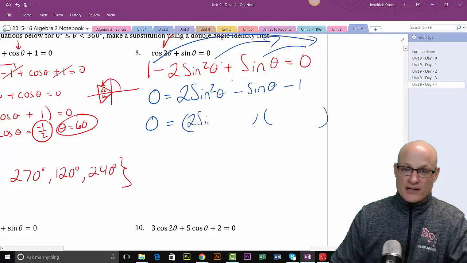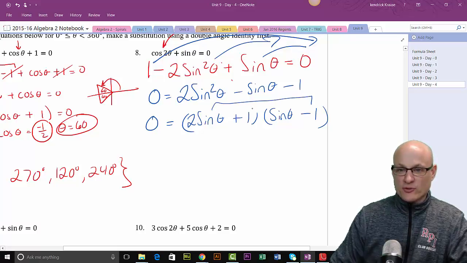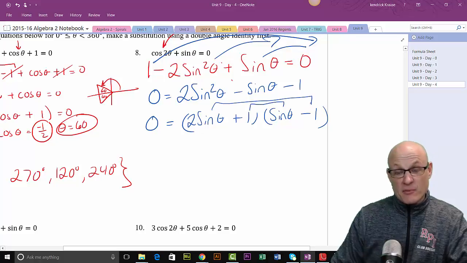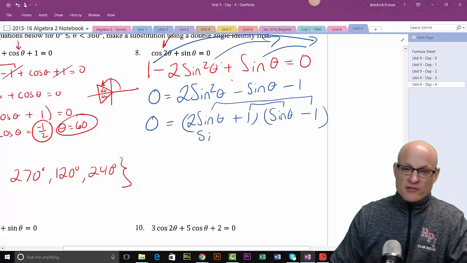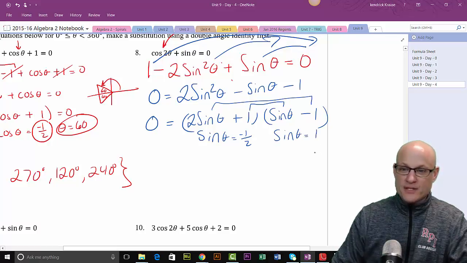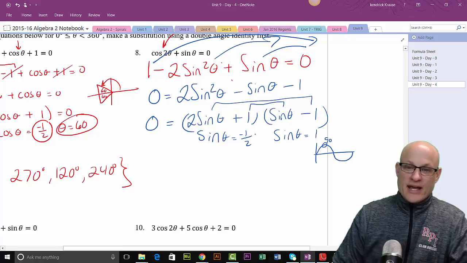2 sine theta and sine theta. This will be minus 1 and this will be plus 1, because this makes negative 2 and positive 1. I have to ask myself that because I've been making so many mistakes. So this one gives me sine theta equals negative a half. And the other, sine theta equals 1, here, right here, 90 degrees. And sine theta equals a half at 30 degrees.